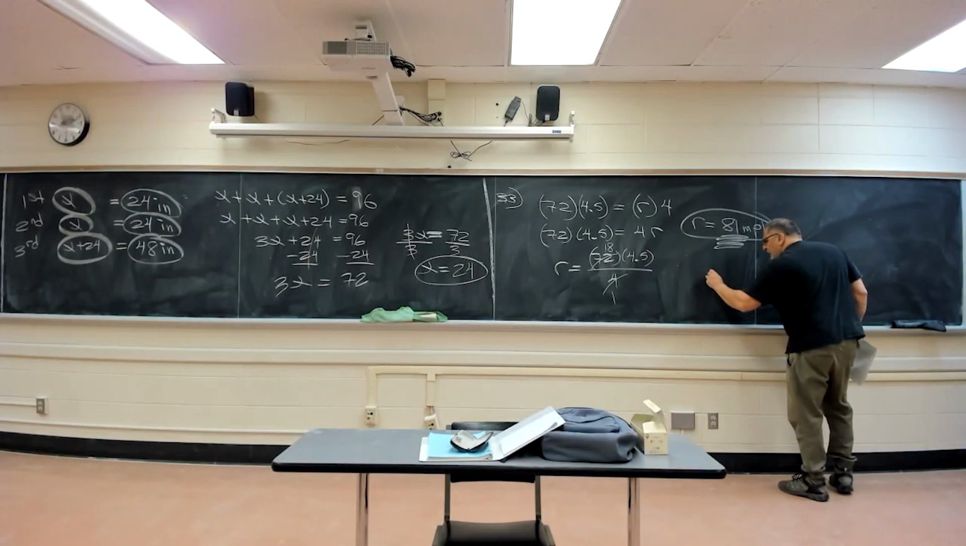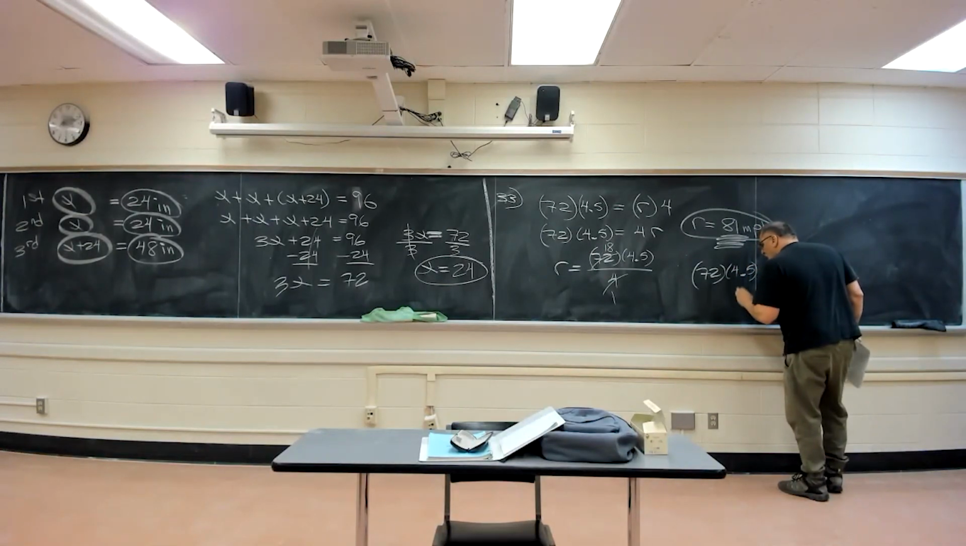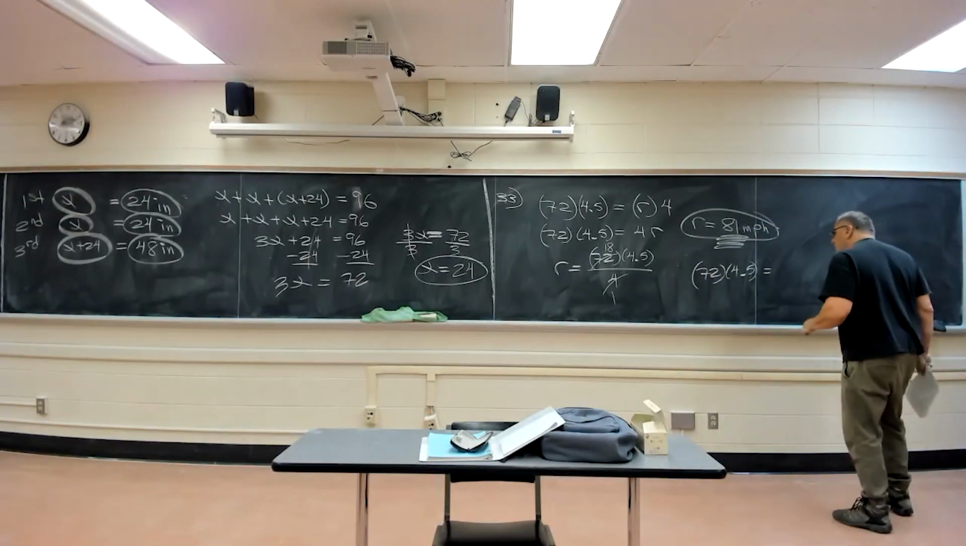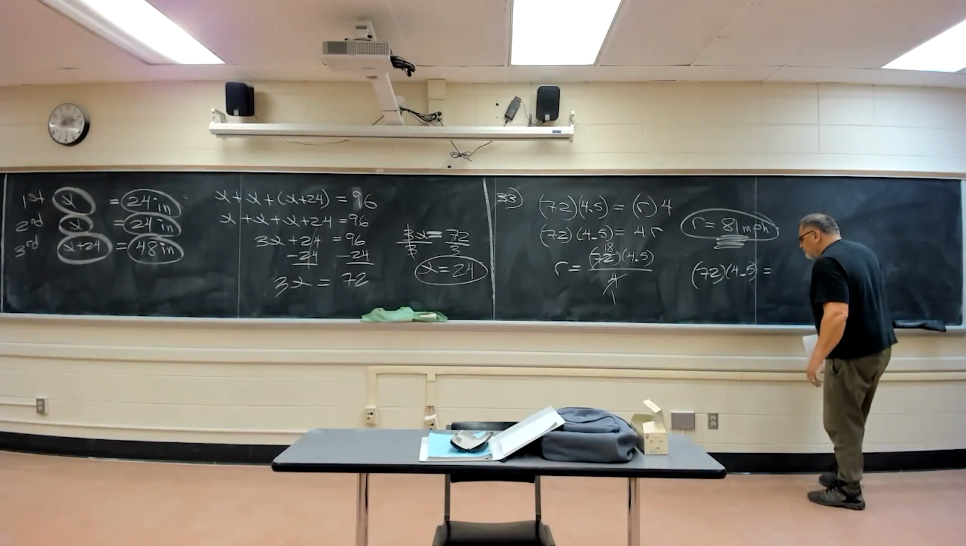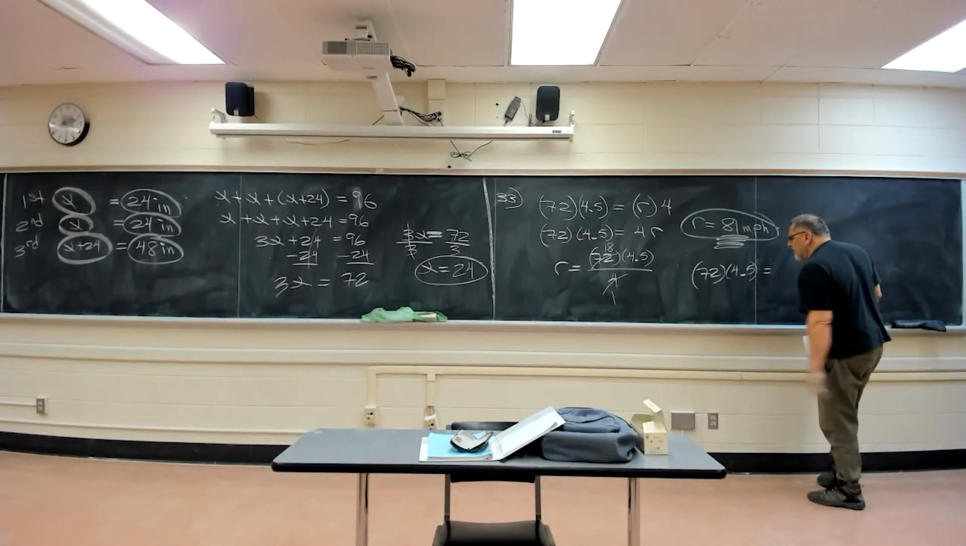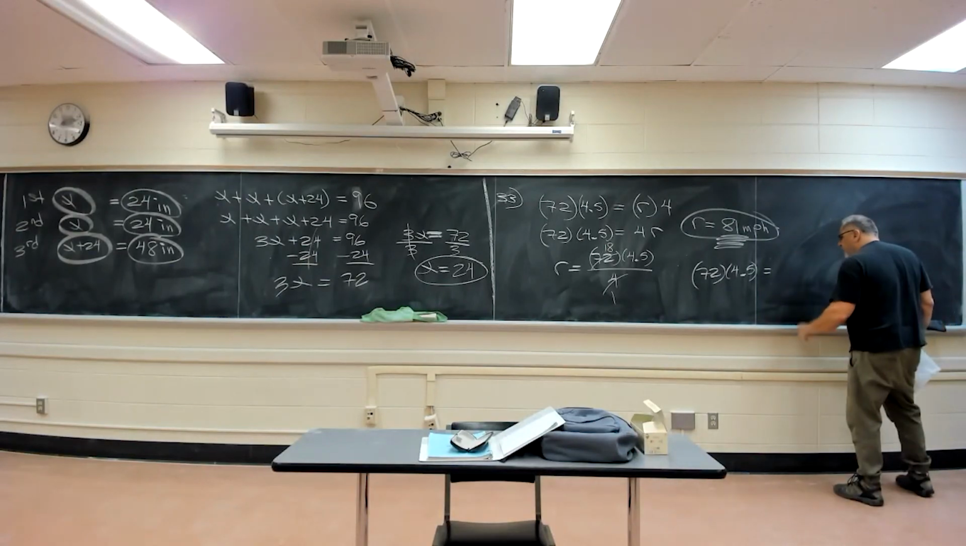You said, look, hey, this thing's going at 72 miles an hour to get there. It's going for 4.5 hours to do the trip. How far of a distance did it travel? Well, 4 times 72 is 288. 0.5 times 72 is 36. So 288 and 36 is 324.